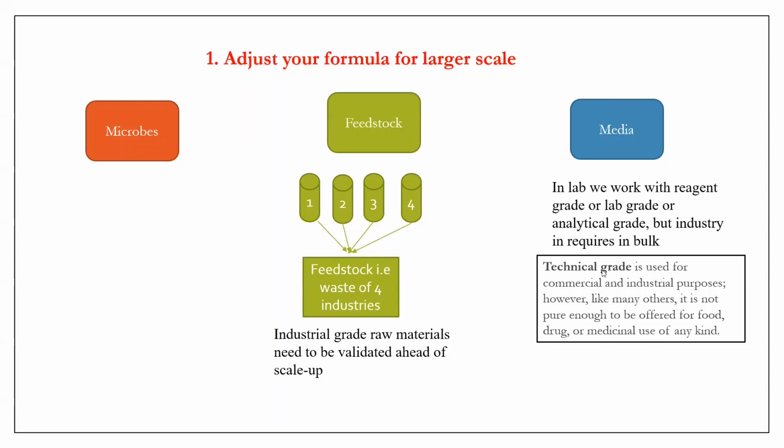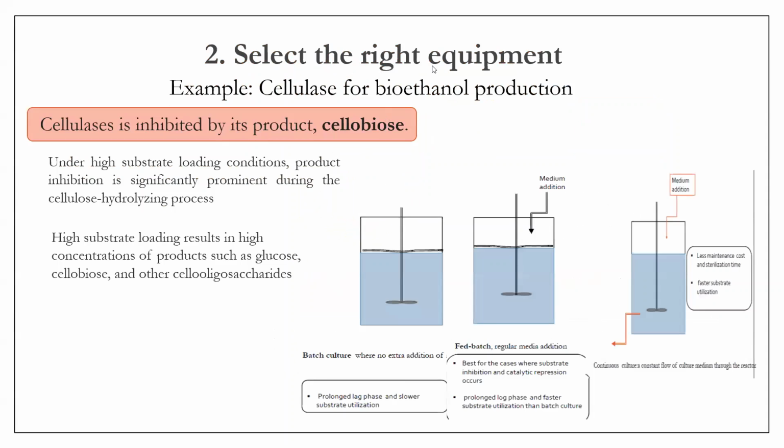And this technical grade and bulk grade have a different quality in comparison to the reagent grade or lab grade. So bacteria or microbes which grow perfectly in your reagent grade or lab grade may sometimes not grow well in the technical grade. So you have to go for adaptation of your microbes or of your cells, and only then can you move ahead. Similarly, select the right equipment.